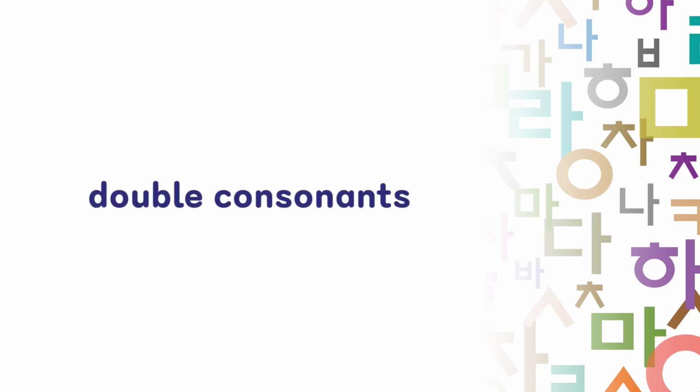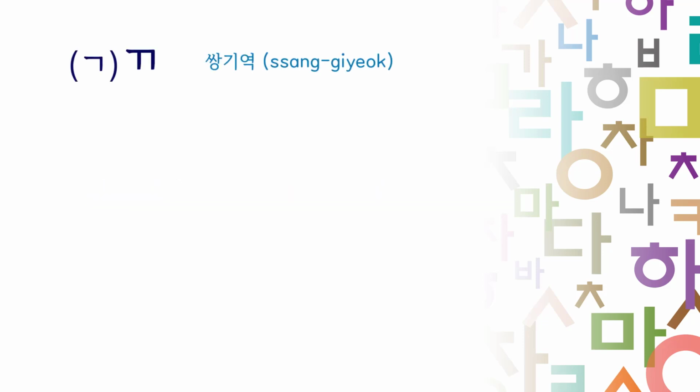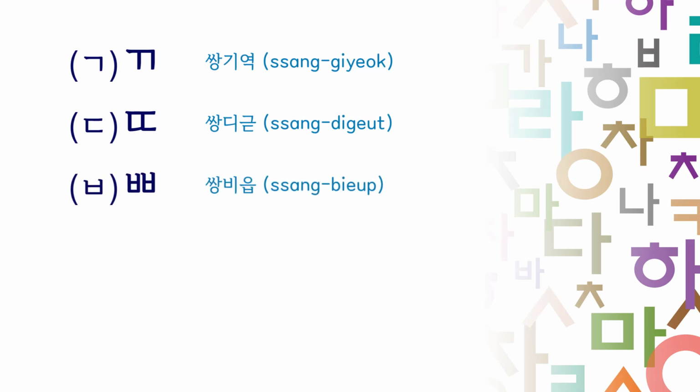Finally, in Korean, we have what we call double consonants. And these are basically made up of two consonants. And there are double consonants for each of the mildly aspirated consonants. So for 기역, there is 쌍기역. For 디귿, there is 쌍디귿. For 비읍, there is 쌍비읍. And for 지읒, there is 쌍지읒.